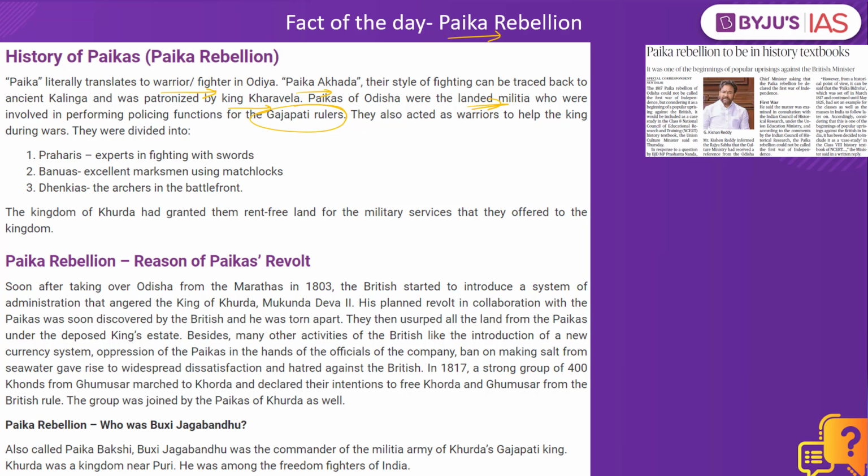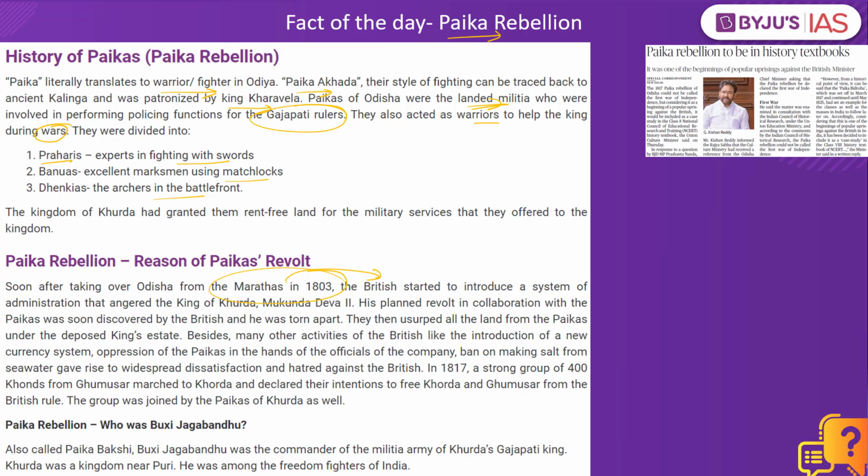They also acted as warriors to help the king during wars. They were divided into Praharis, who were experts in fighting with swords, Bahuas, excellent marksmen using matchlocks, and Denkiyas, the archers in the battlefront. So these are the warriors who helped the Gajapati rulers, the rulers in that particular area, and they were gifted large swathes of land. But then Odisha came under the control of the Marathas, and eventually the Maratha rule came under the control of the British Empire.